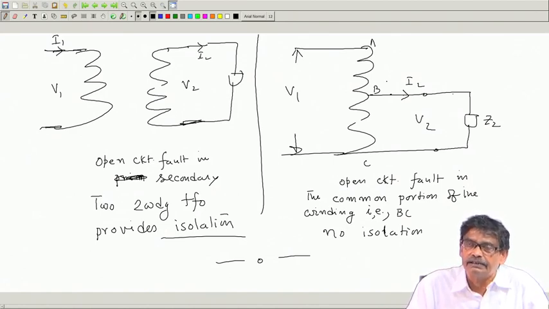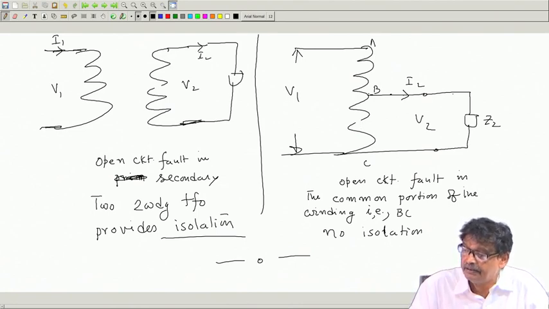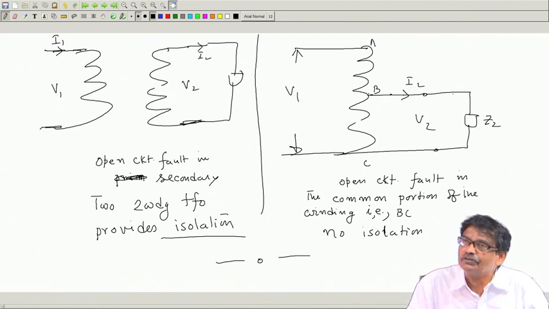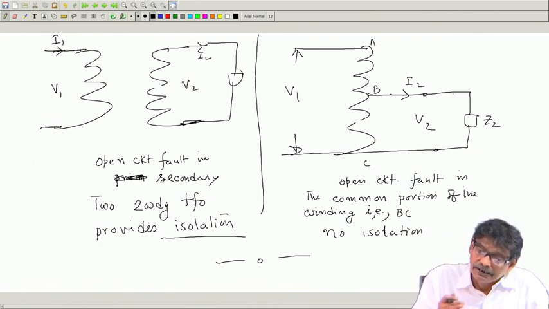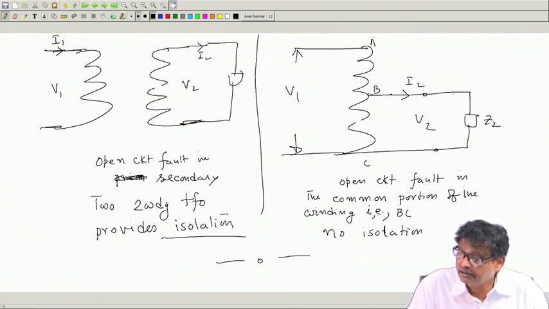Therefore, on the load side there may be a sudden rise of voltage if such a fault, that is an open circuit in the secondary, that is in the BC part of the winding, takes place, and an auto transformer does not provide isolation. Therefore, where isolation is a must, a two winding transformer should be preferred. Auto transformer should not be used where the loads may be critical. That is why the two winding transformer is also there, because it provides that isolation. That is what I told in my last class.